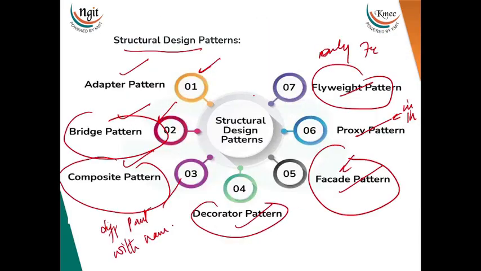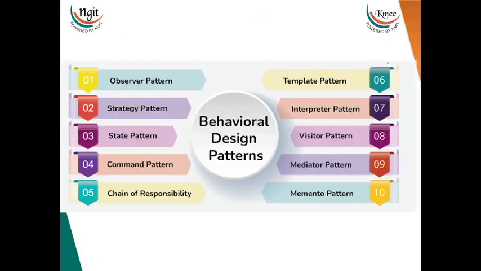This is the part of structural design. These are all things that come up. Look, structural means how to add it. Adapter, bridge, composite, decorator, facade and everything. These are how to add it. Now comes the other part. Behavioral means how to interact with the outside. How to interact with the outside world or inside.